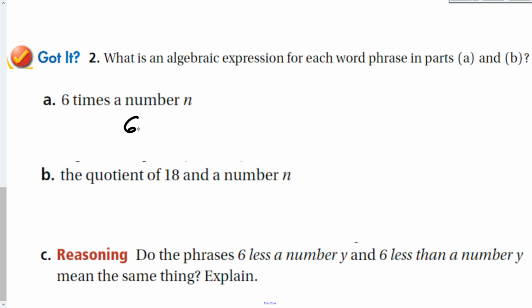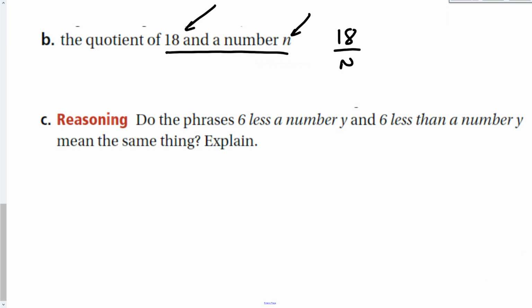6 times the number n, going to be 6n. The quotient of 18 and the number n. Now this one is slightly different than the one before because now we're going to put 18 on top. So you have to be careful when we're dealing with quotients, that's the first thing, that's the second thing. And that's something that we can look at right here in the third one, in the reasoning part.